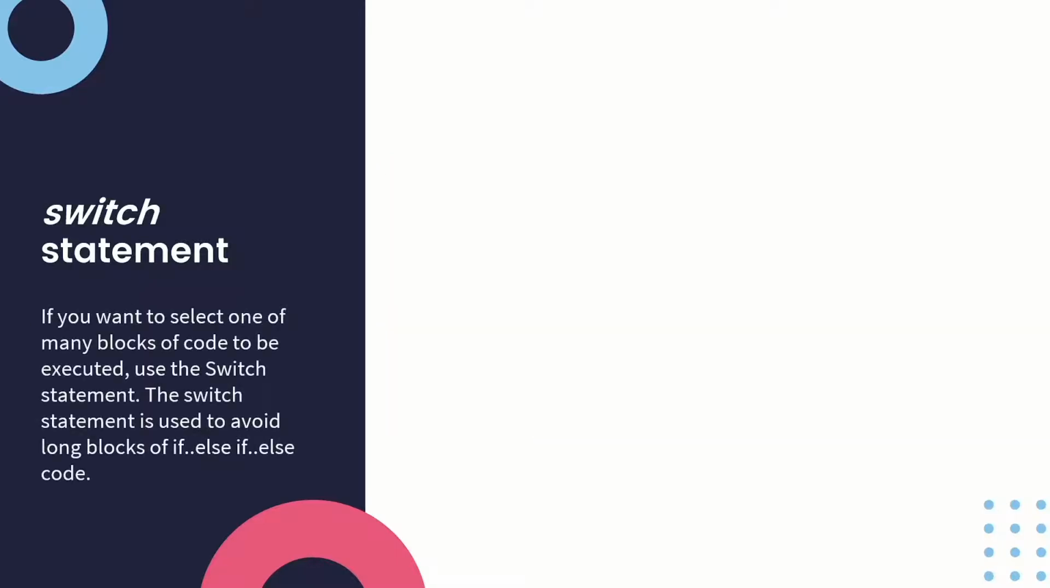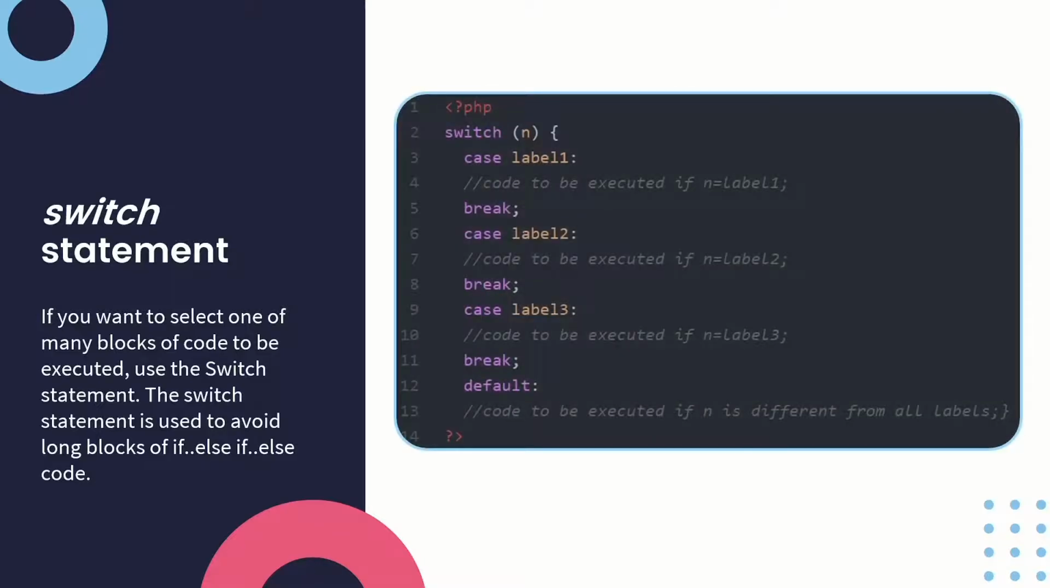Now, lastly, we have the switch statement. Now, the switch statement is not something you'll see very often, but it can be used, and it is quite powerful. If you want to select one of many blocks of code to be executed, use the switch statement. The switch statement is used to avoid long blocks of code that you would otherwise find in if, else, and else statement code blocks. And here is an example.